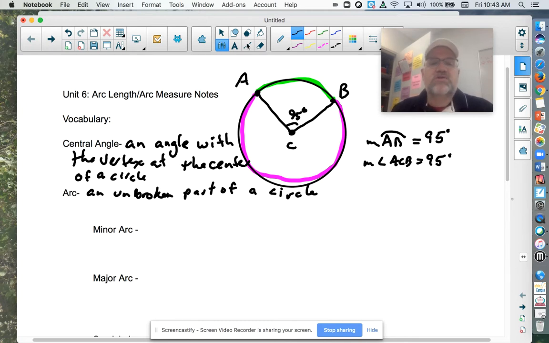The smaller ones are called the minor arcs. This is the one that we're going to be dealing with almost all the time. And it's any arc that's less than 180 degrees.